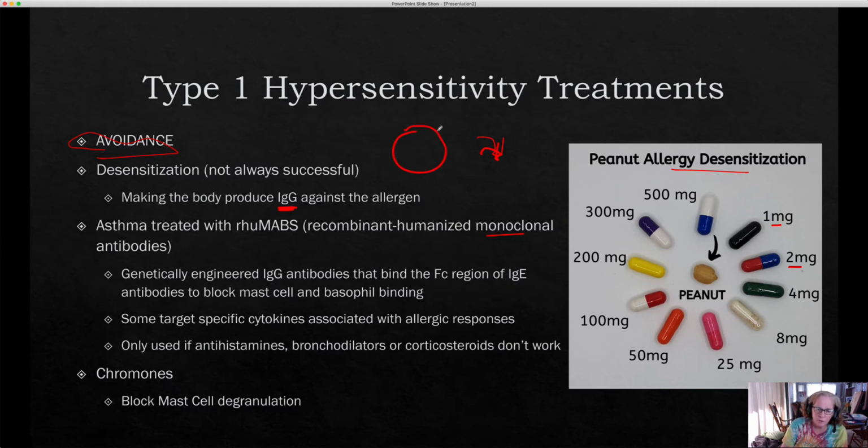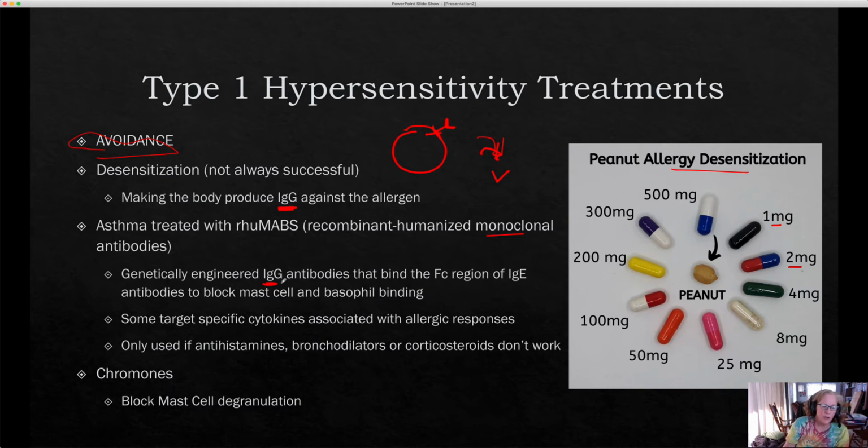So remember, antibodies are bound to mast cells and basophils with their constant region bound to the actual basophil. What they're trying to do here is create IgGs that will bind to any IgEs that get produced. And if they do, then those IgEs will not be able to bind to the mast cell or basophil, so we can keep them off of those granulocytes.